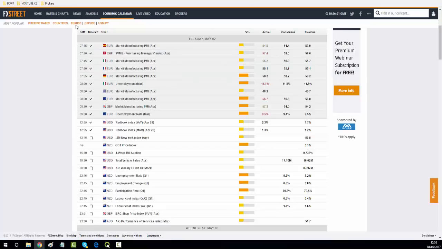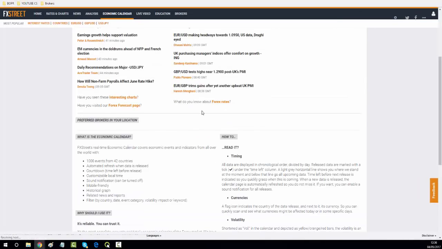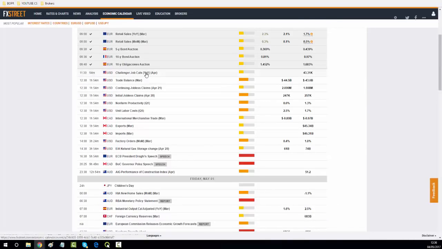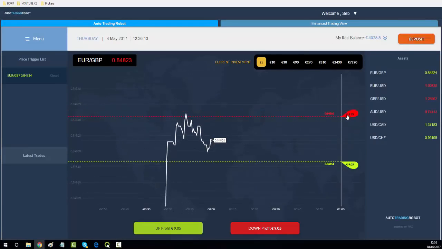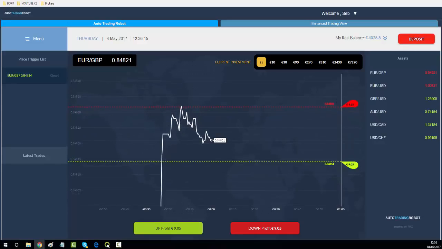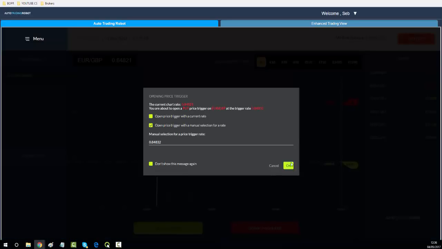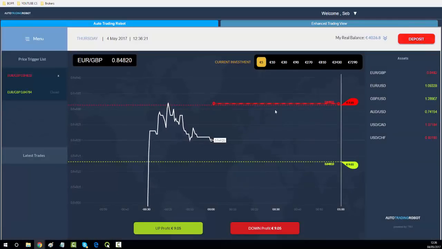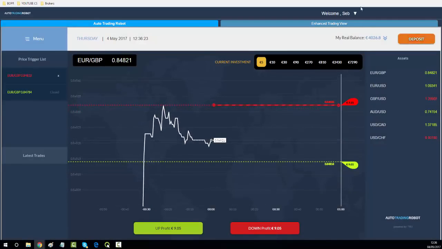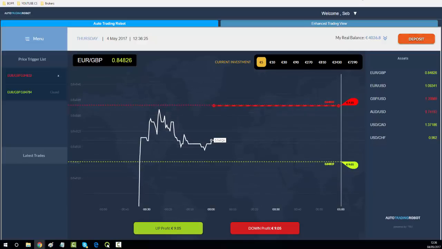So the Euro GBP has just had a massive spike. So this is probably something to do with the economic calendar. If we have a quick look, no, it actually wasn't. It was just a random spike. Okay, so I'm going to place one of these strike points here at the high point. Okay, there we go. So when it hits that point again, I think it's going to bounce back down. I'm just going to leave that there while we move on to Optionbot Pro.